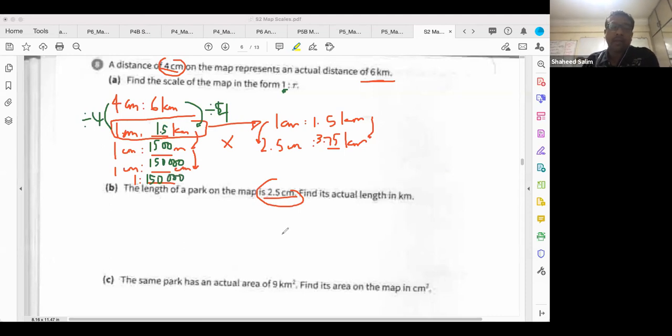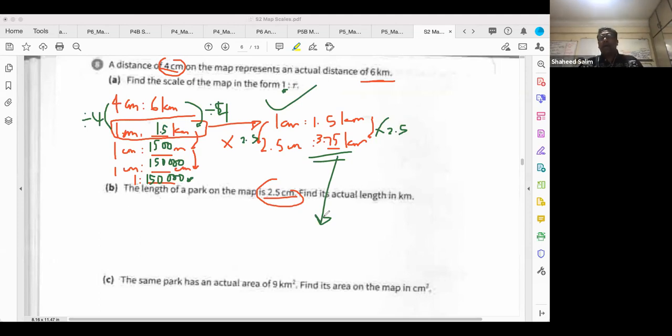But the next question now, you don't need to use this scale now. This scale is just for question A. The next one, you take the one down here. See, 1 cm represents 1.5 km. What does 2.5 cm represent? Well, 1 cm, 1.5. 2.5 you times by 2.5, right? So do the same thing here, times by 2.5. You get 3.75 km. That's the answer for B.